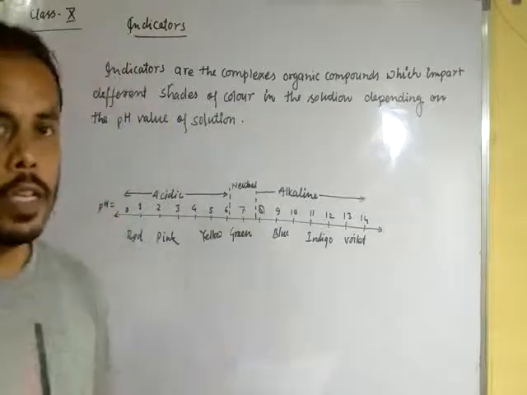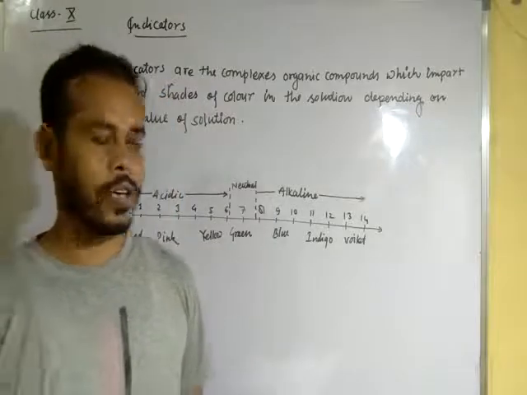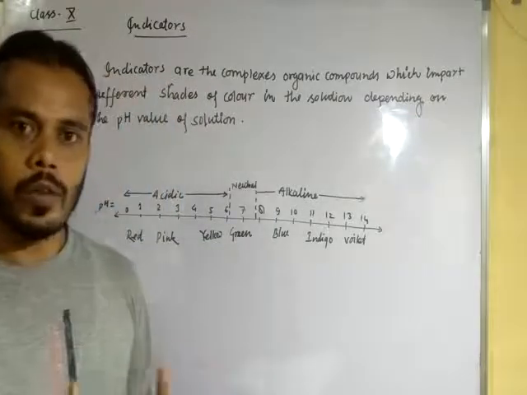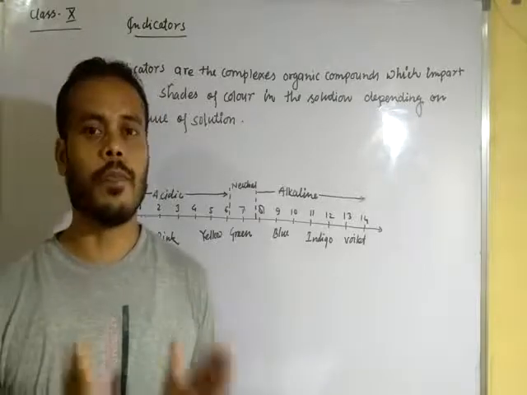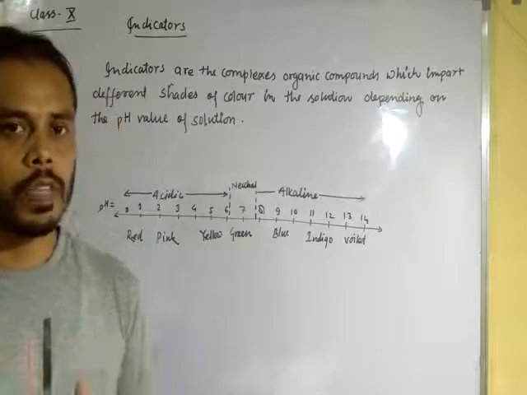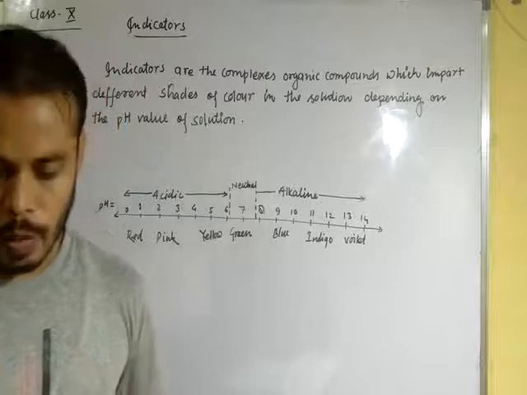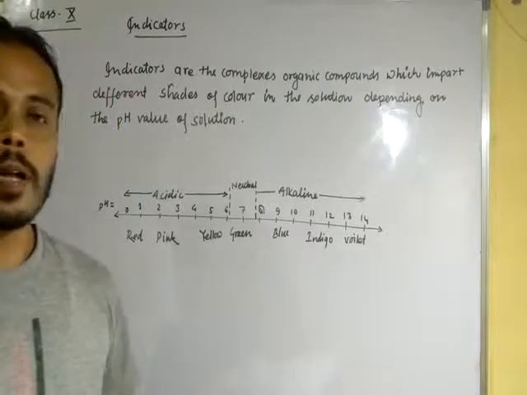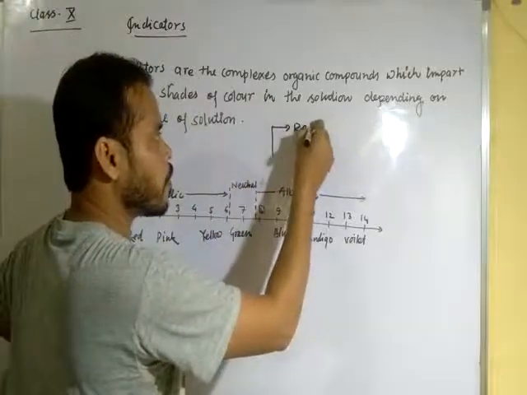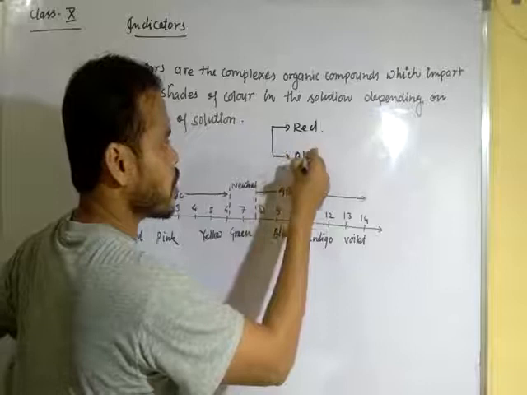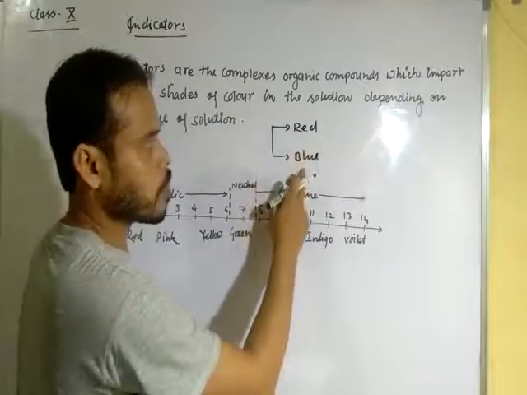Litmus paper is an indicator made from lichen, but we are not going to discuss how litmus paper is formed. Here we should know how litmus paper changes its color in basic and acidic media. Dear students, we have only two types of litmus paper: red litmus paper and blue litmus paper.